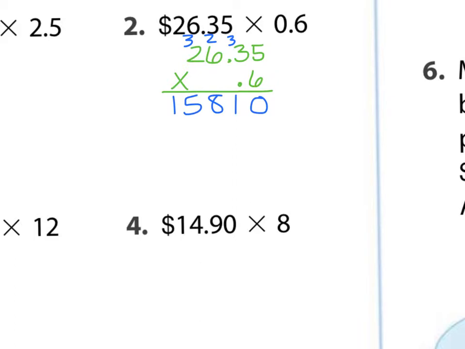So, all right, and then the next step would be to look at our factors. Our first factor is $26.35. There is 2 decimal numbers, or 2 numbers after the decimal. And then in our second factor, there's 1 number after the decimal. So that's a total of 1, 2, 3. So we're going to start here at the end, move it 1, 2, 3, right there between the 5 and the 8. And so the answer to that one would be $15.81.